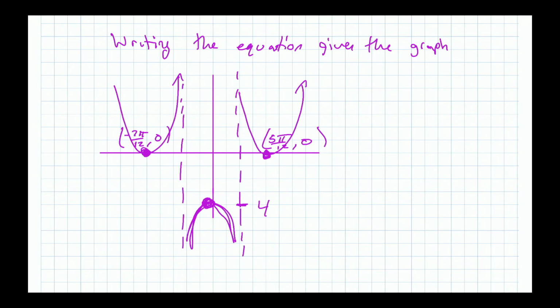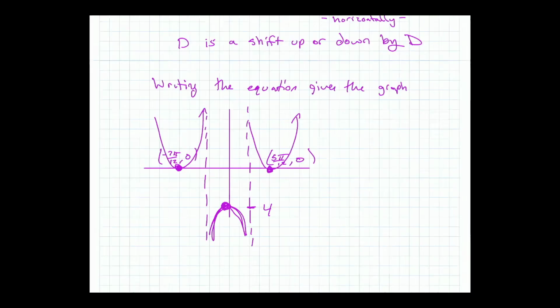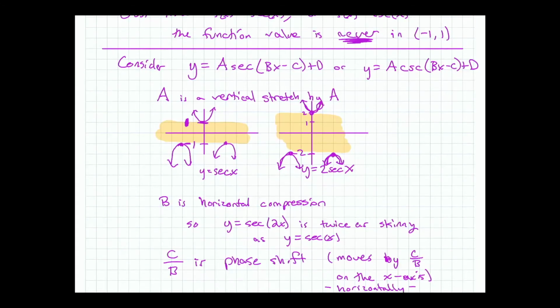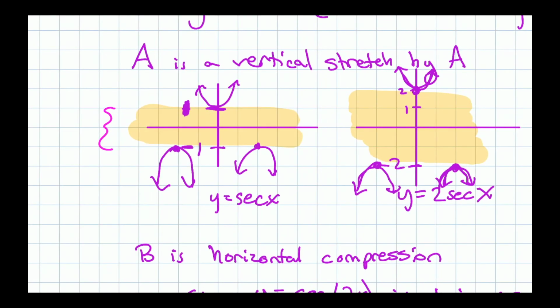Okay, now what you want to do is identify what all of these things are based on the graph that you have. So like normally, right, what is this space on the original secant graph or cosecant graph, right? It's from -1 to 1, right? So that's normally a distance of 2, okay?